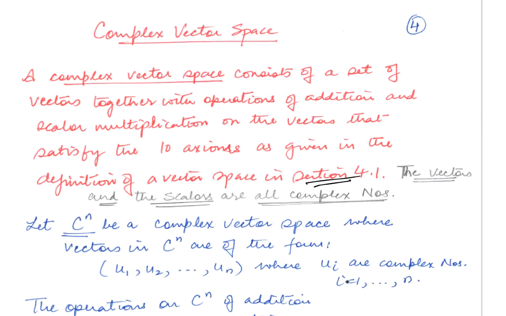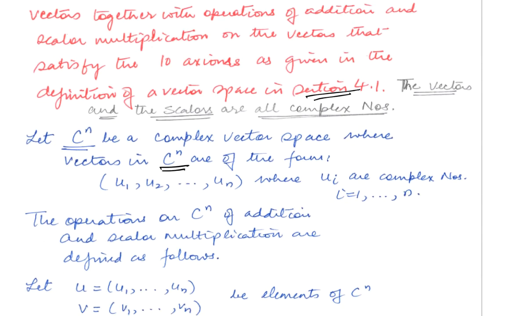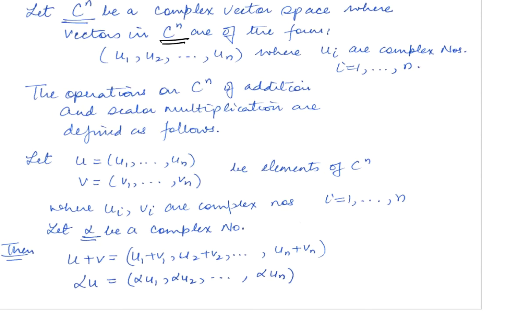So we say Cn is a complex vector space where vectors in Cn are of the form u1, u2, ..., un, and all the ui's are complex numbers. The operations of addition and scalar multiplication are defined as follows. If u is a vector, an element of Cn, that means it's an n-tuple, u1 to un and v1 to vn, all of these are complex numbers. And my alpha, which we need for our scalar multiplication, is also a complex number.